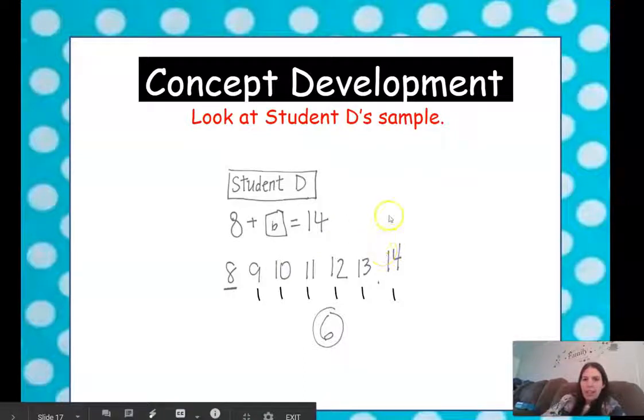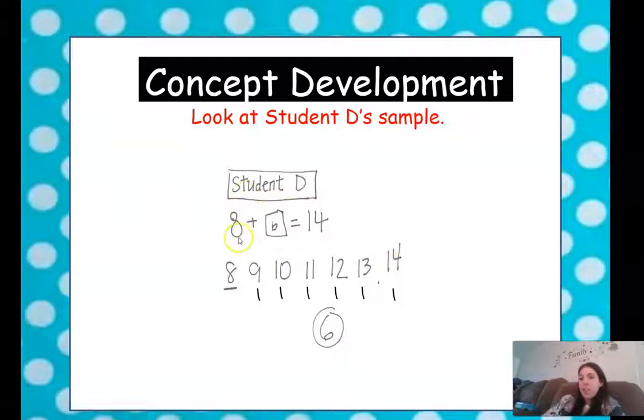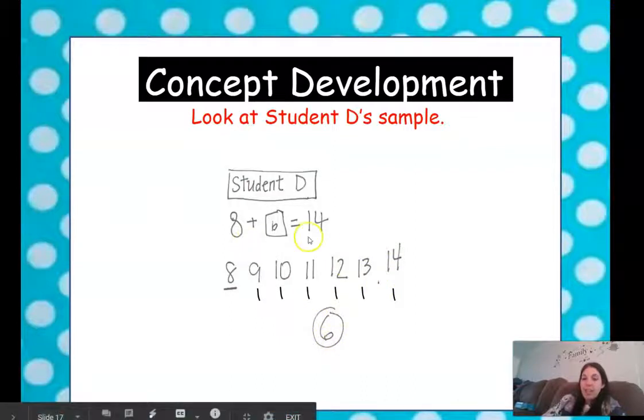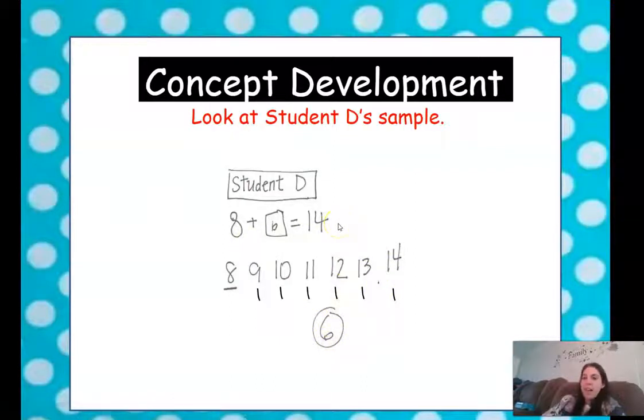Look at what this student did. They said, okay, so 8 plus what, we don't know what, equals 14. And they counted up. They said 8, and then they counted 9, 10, 11, 12, 13, 14. And then they counted. How many did we count up? 1, 2, 3, 4, 5, 6. So 8 plus 6 equals 14. That's an excellent way to solve this problem.